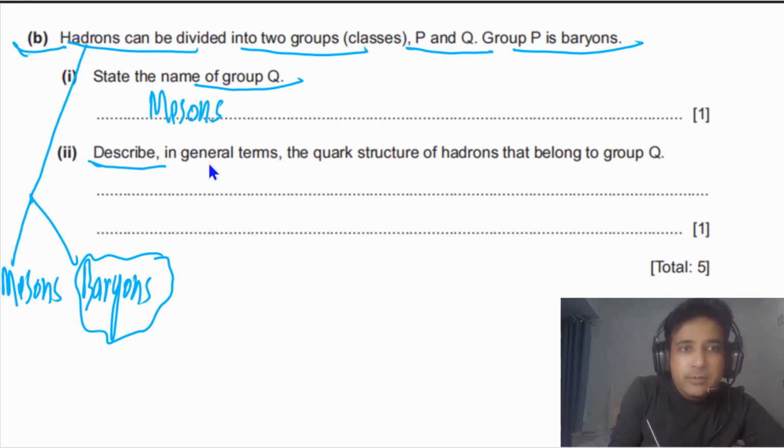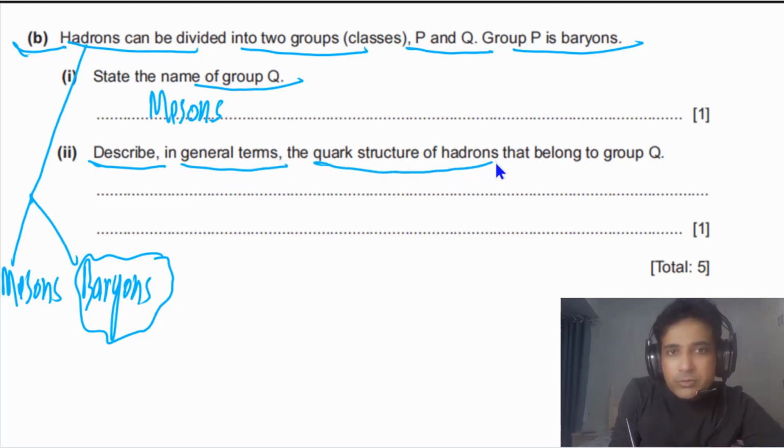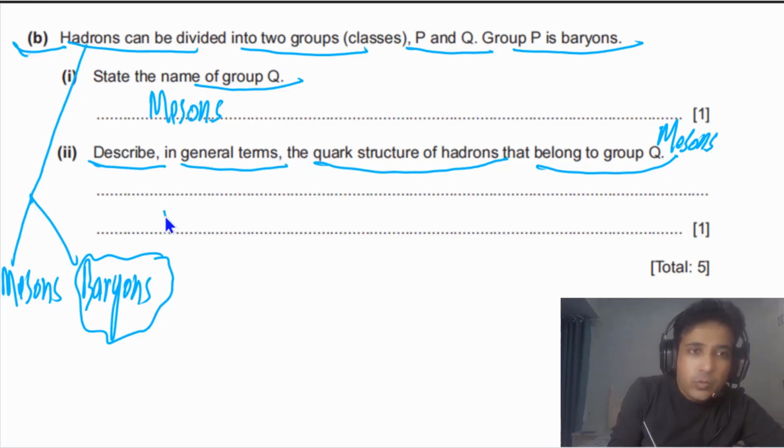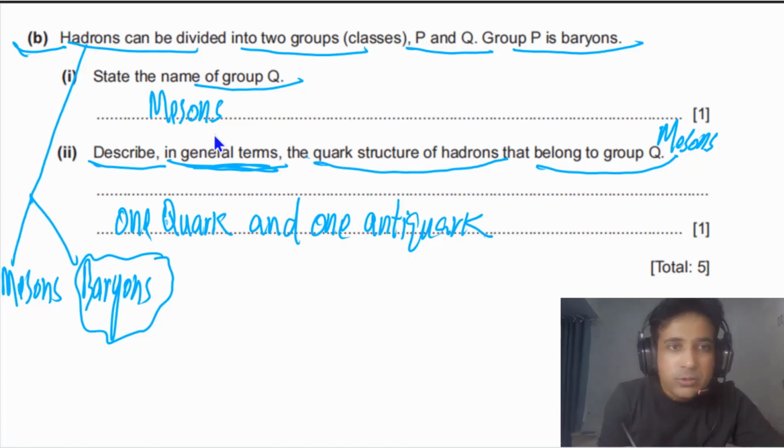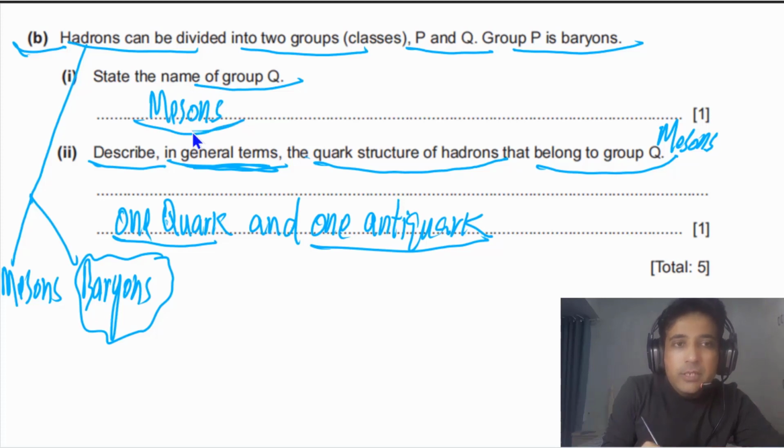And for the second part, describe in general terms the quark structure of hadrons that belong to group Q. Group Q is meson. Means what is the quark structure of mesons? Mesons simply they consist of one quark and one antiquark. General structure. It's asking you quark structure in general terms. So that's all what you need to write down. So in general terms, we can say mesons consist of one quark and one antiquark. And the name of the group is mesons.